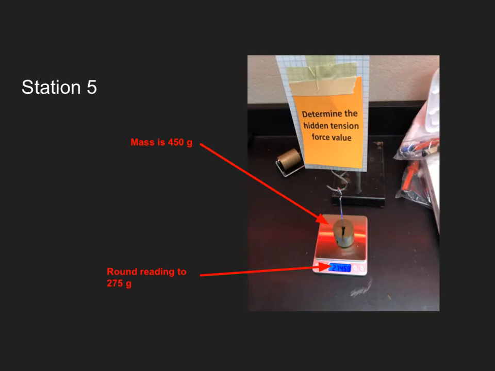Moving right along to Station 5. This is the exact same problem as Station 4, except I'm looking for the spring force now, and I'm given the mass. So if it's the exact same problem, we've got the exact same free body diagram. I've got the spring scale pulling up. The platform scale is also pushing up at the same time. So my total up force is that spring plus the platform scale. And I've got weight or force of gravity pulling down.